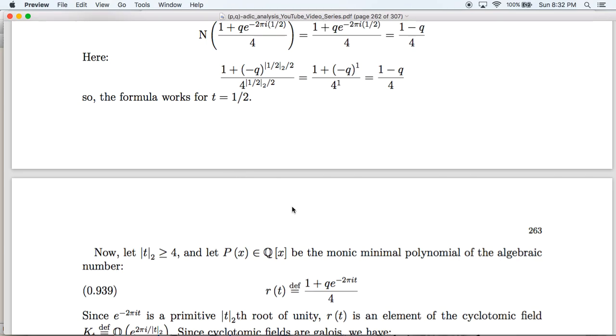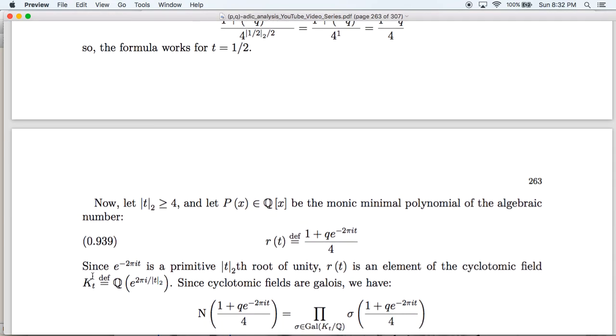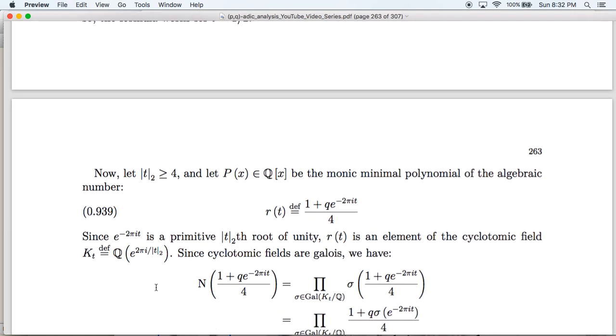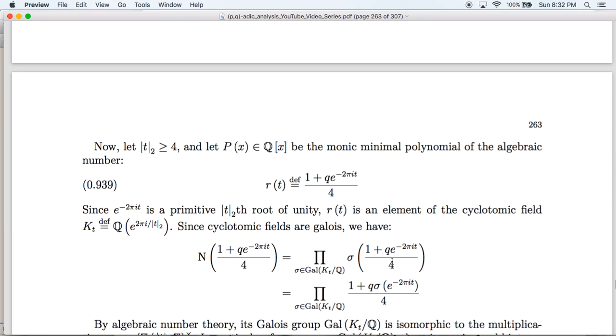Let r of t be this algebraic number, and let p of x be the monic minimal polynomial of r of t over Q. Since e to the negative 2 pi i t is a primitive t-th root of unity, because that's the denominator of t, r of t is going to take values in K_t, which is this cyclotomic field. Since cyclotomic fields are Galois, we then have that the norm of this is going to be equal to the product of the Galois conjugates.